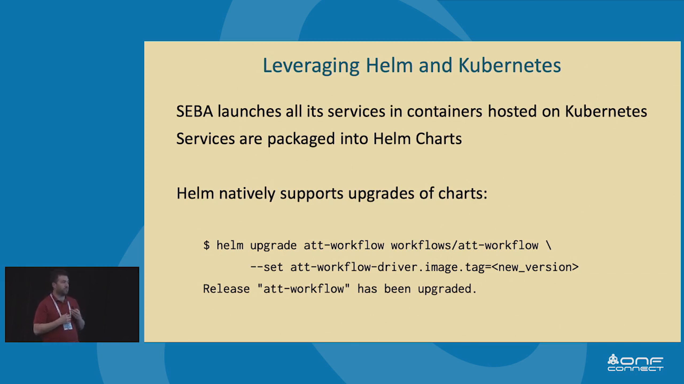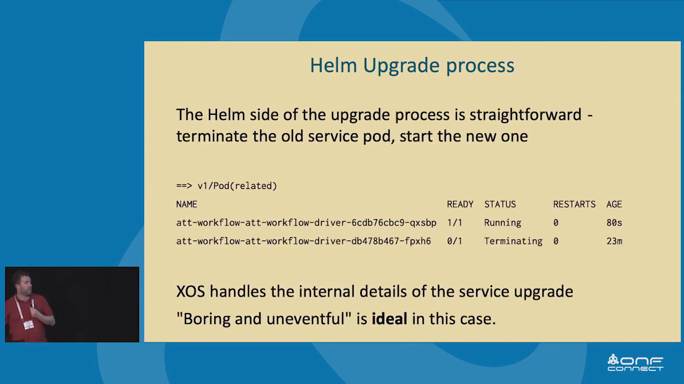You tell it there's a new driver image, so this would be a typical thing during a developer cycle: I'm going to upgrade my service, so I tell it to use a new tag, and it uses a new container you just compiled, and it tells you that you've been upgraded. And it's fairly straightforward. Helm terminates the old containers, starts the new container, and XOS does everything internally. There's really not a whole lot to it from a deployment perspective. So this integrates really well with existing Kubernetes and Helm-based deployment tools.